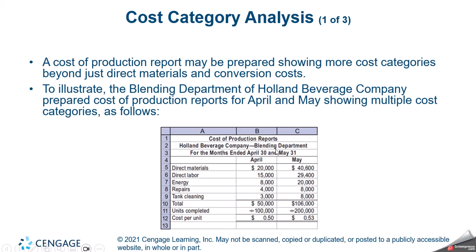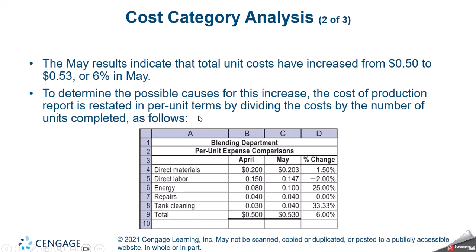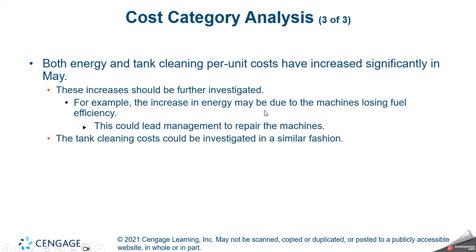And in this case, we're focused on the blending department. So again, we're in a different type of company, but our direct materials, our direct labor, energy cost, repairs, tank cleaning, and our units completed come together to give us our unit cost. And then this is looking at it on a per unit basis. Again, that might help management make some decisions by looking at it in that direction.